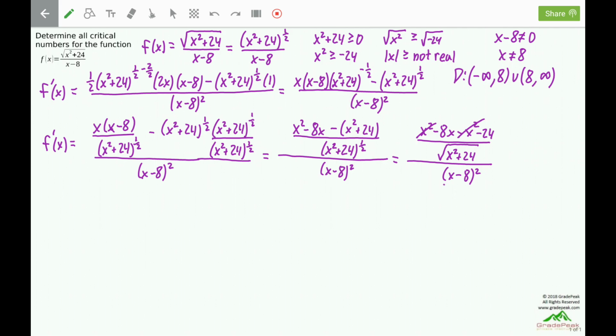And since we have a fraction in the numerator, we can take the fraction in the denominator. It's not a fraction just yet, but it can be made a fraction by putting it over 1. And we can reciprocate it and multiply it with the numerator fraction. So we would have negative 8x minus 24 over the square root of x squared plus 24, and it will be multiplied with the reciprocal of the denominator, so 1 over the (x minus 8) squared.